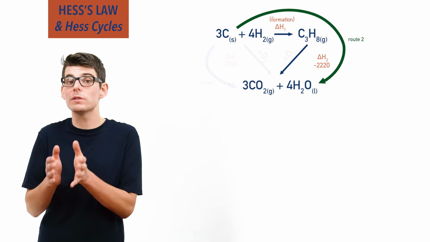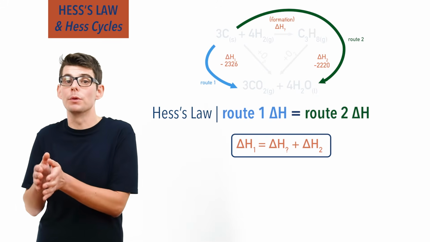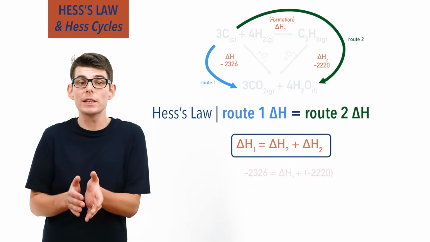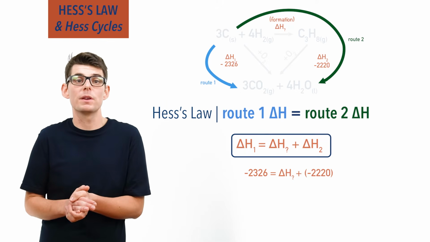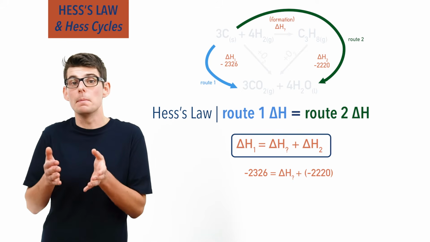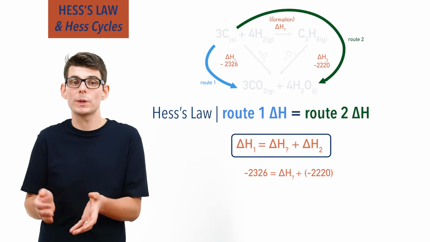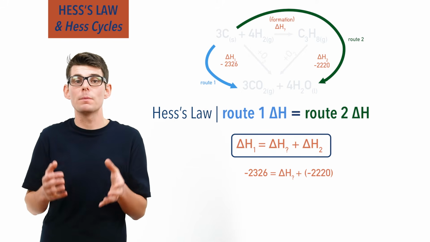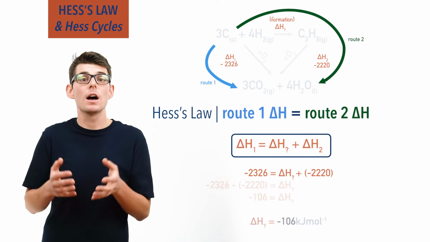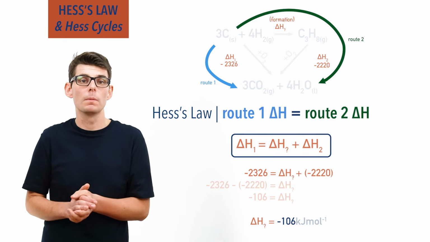Remember Hess's law tells us that route 1 equals route 2, meaning minus 2,326 equals the standard enthalpy of formation of propane plus minus 2,220. With some rearranging here, the standard enthalpy of formation must equal minus 106 kilojoules per mole.